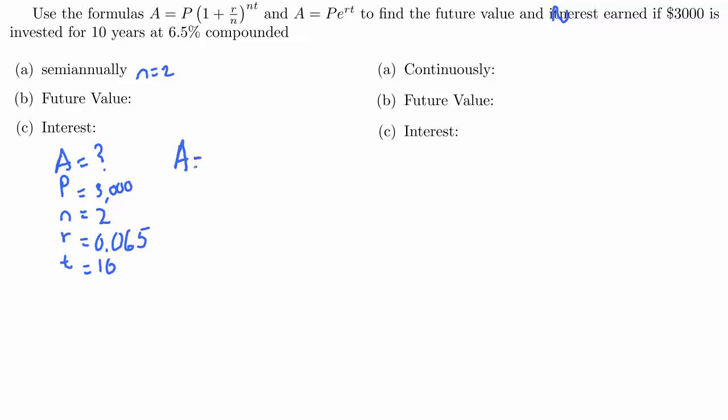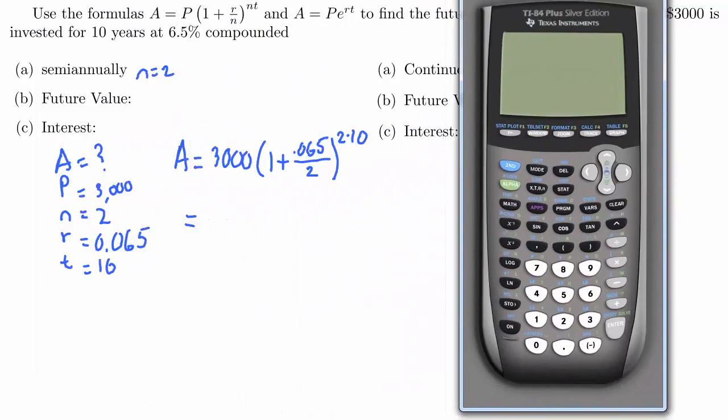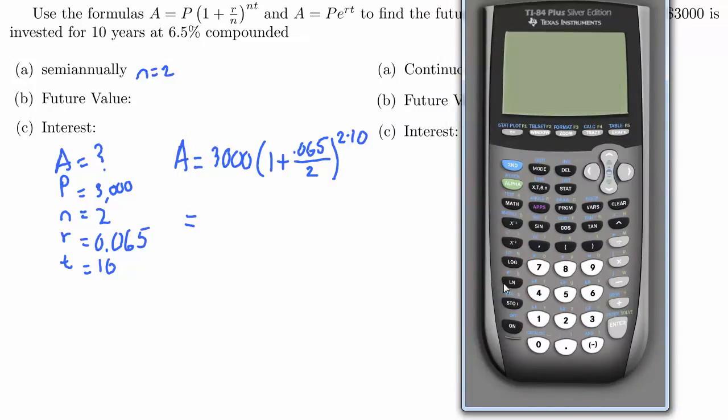Therefore, for the future value, that's A equals P, which is 3,000, times 1 plus r, which is 0.065, all over n, which is 2, all to the n, which is 2, times t, which is 10. And at this point, you just type this into the calculator. So, get your calculator out, and then type this in.